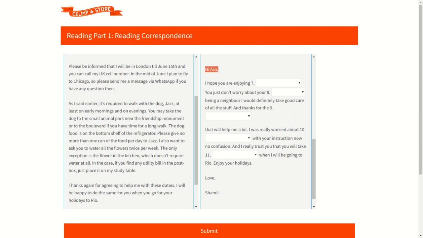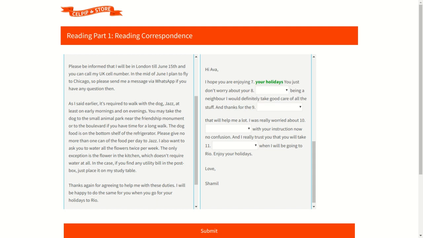Hi Ava. I hope you are enjoying. Now we have the 7th question, where we have 4 options. Number 1, your holidays, number 2, your work, number 3, your flight, and number 4, your room. Here, Shamil is writing to Ava that hopefully she is enjoying her holidays. So accordingly, our first option is correct.